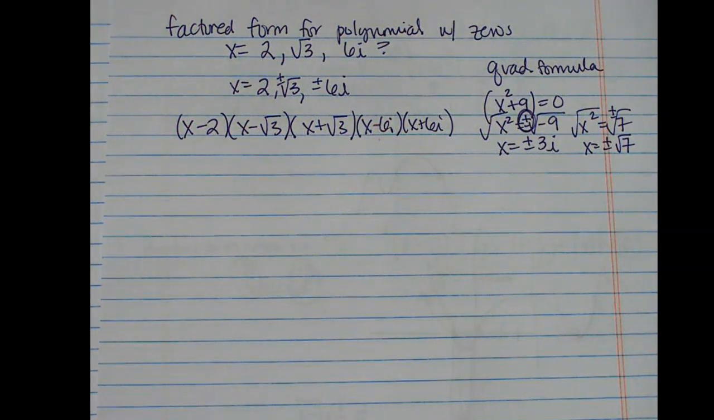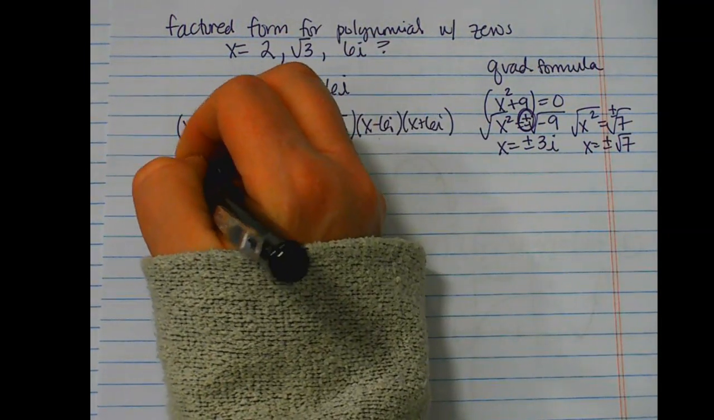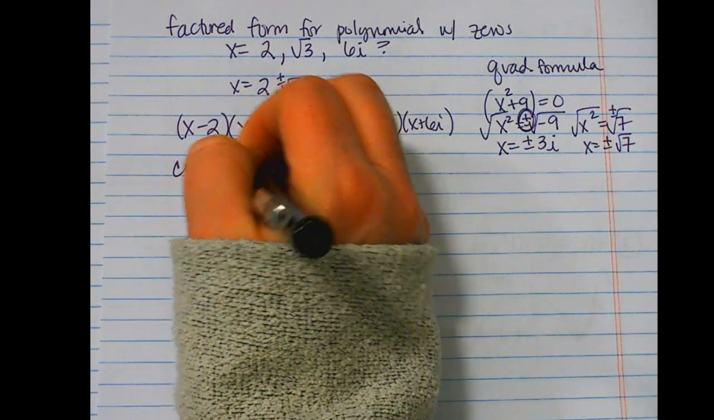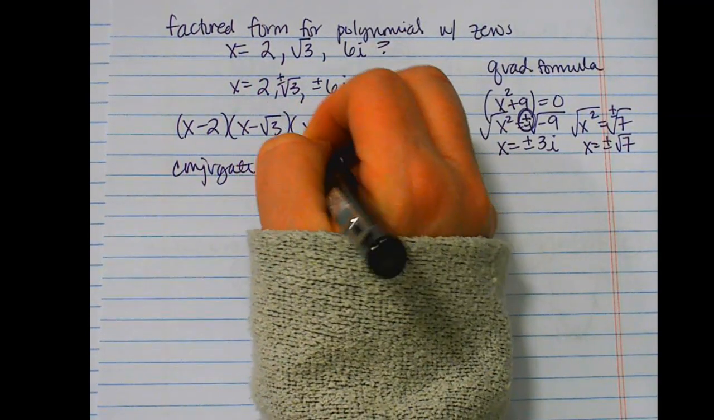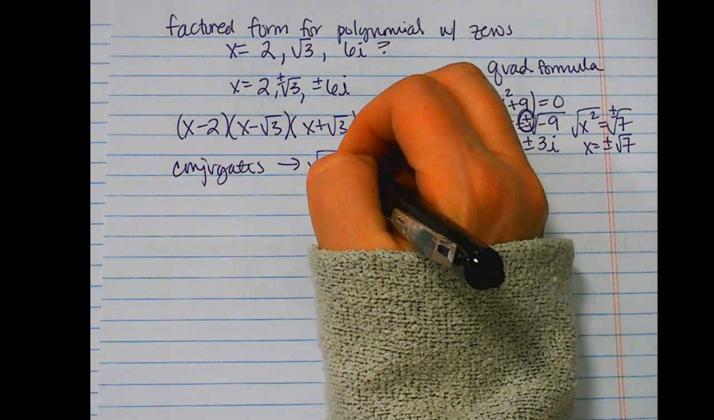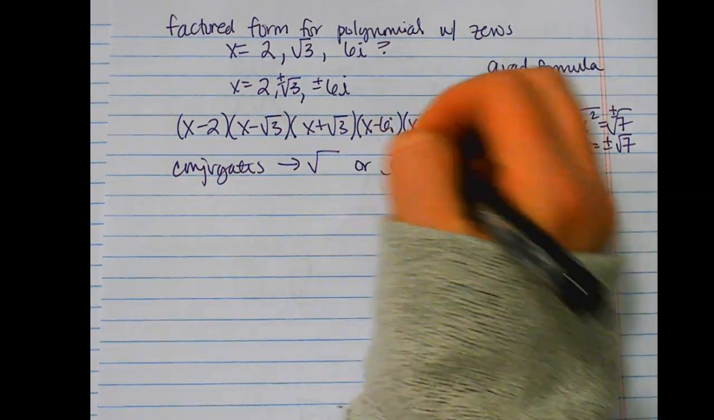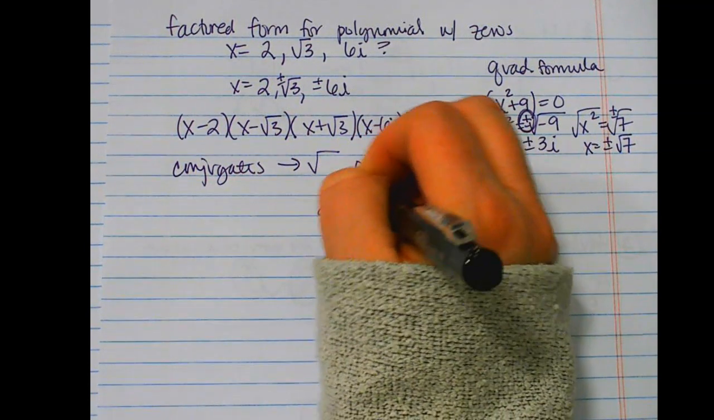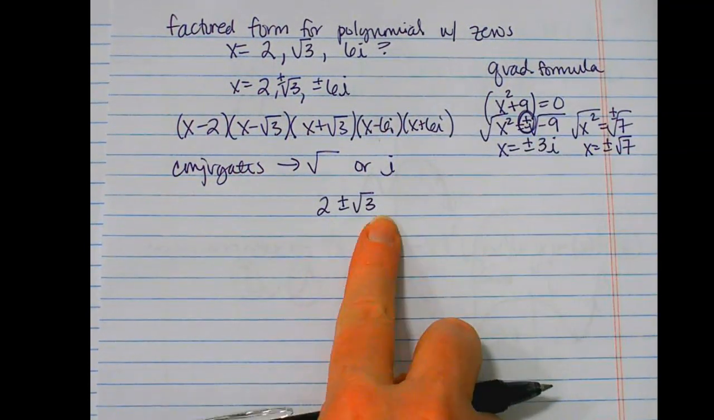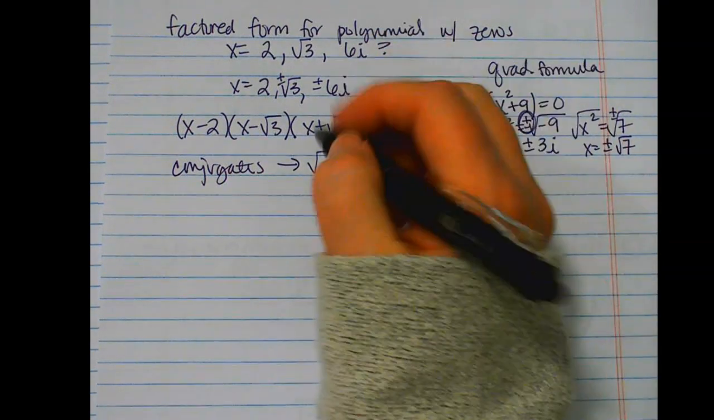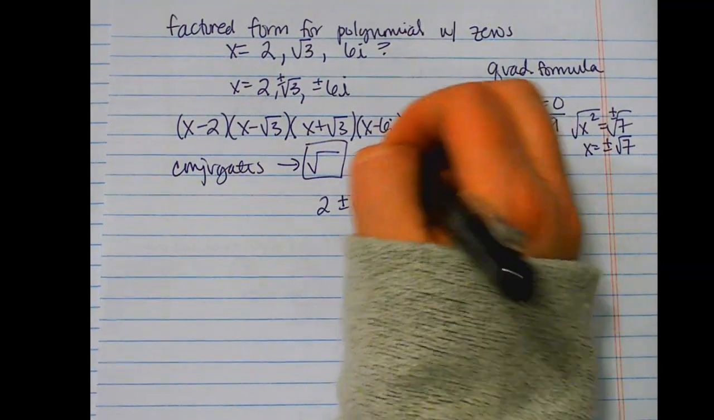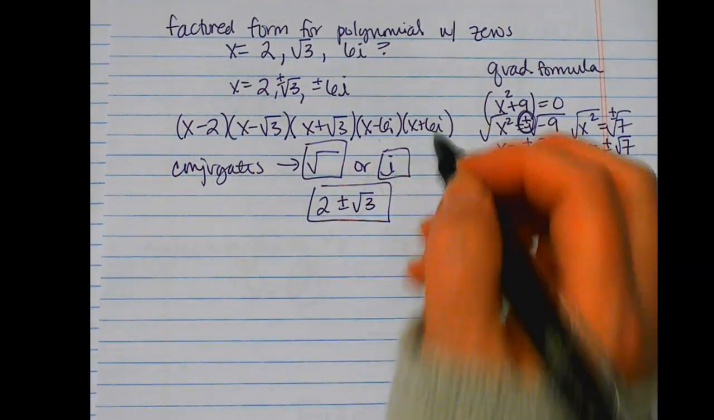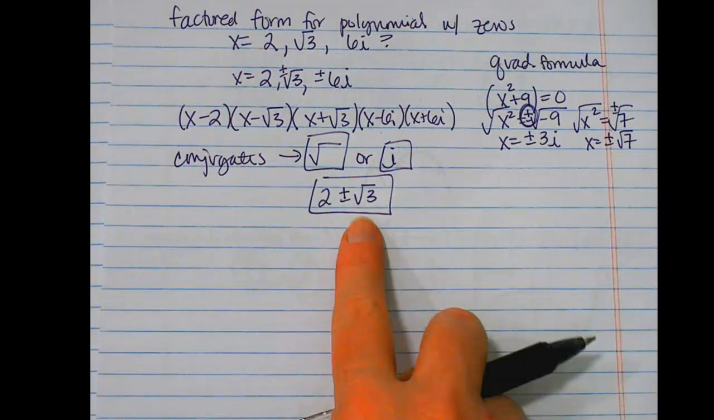So what do you need conjugates for? Conjugates are for radicals or imaginary numbers. Or something like 2 plus or minus the square root of 3. You need the plus or minus in between the two numbers. So it can be simple, like these two guys, or it can be a binomial, and you have to have the plus or minus because there's a square root there.